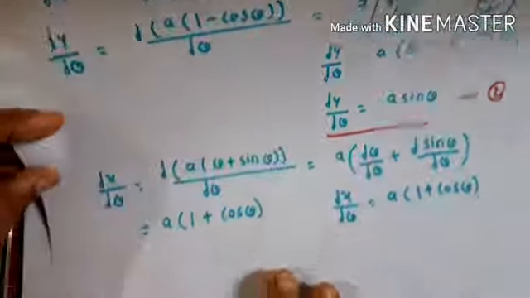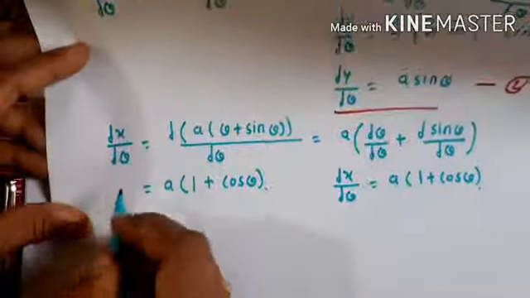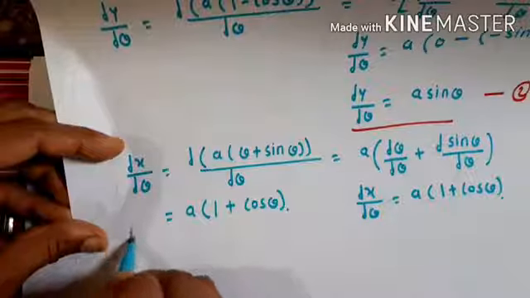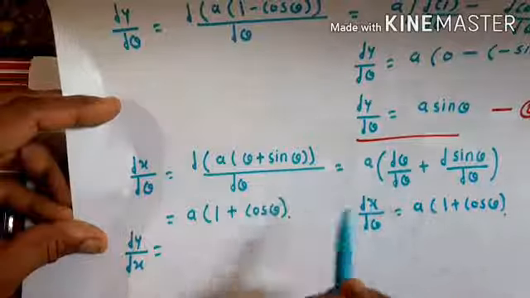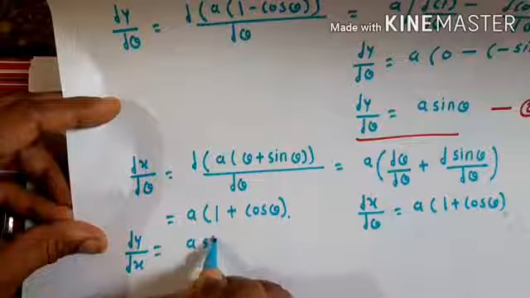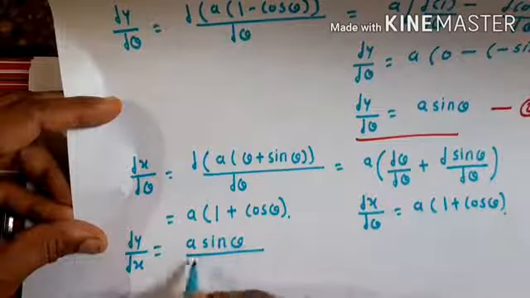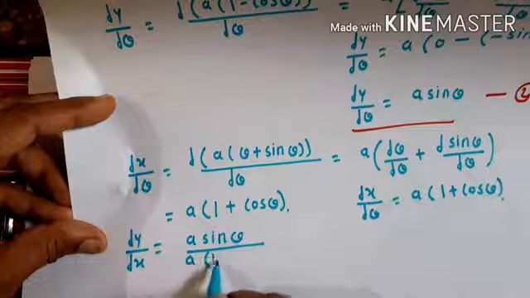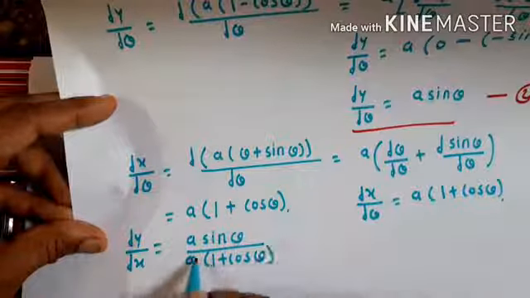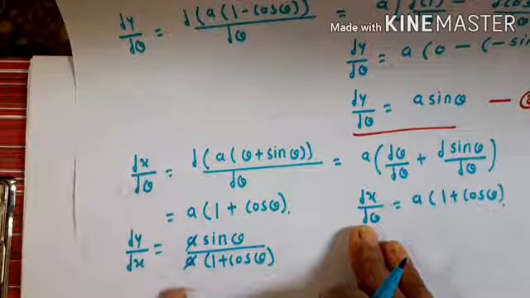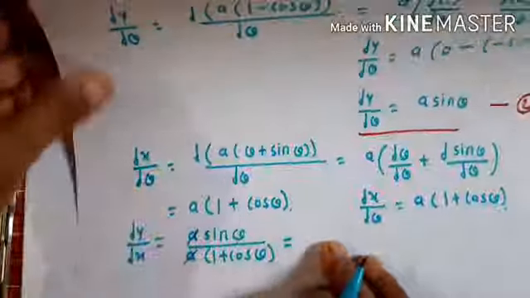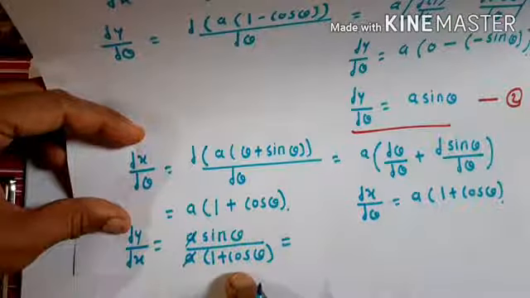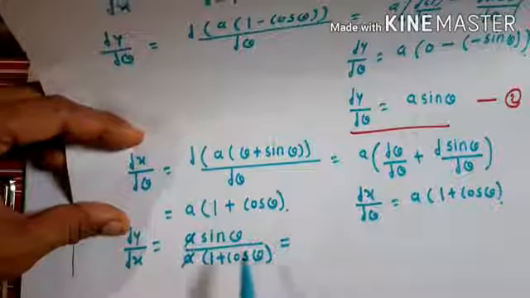Okay students, so here dy by dx from 1, dy by dx equal to what is the value of dy by d theta? That is a sine theta upon a into 1 plus cos theta. So a gets cancelled and dy by dx is sine theta upon 1 plus cos theta. But see students, further simplification is also there. How can we simplify it in another way?